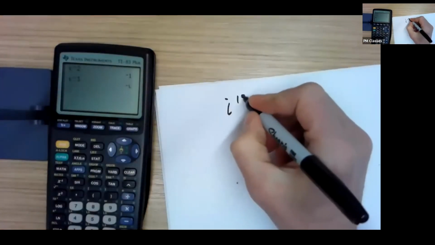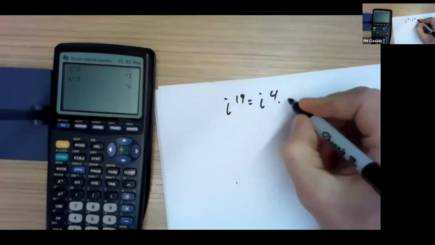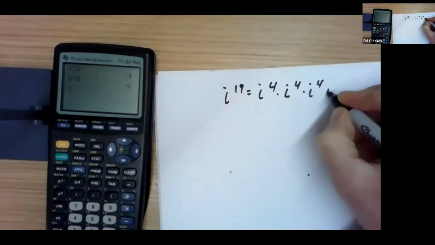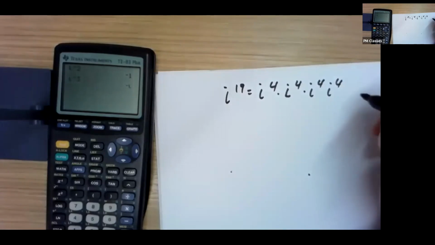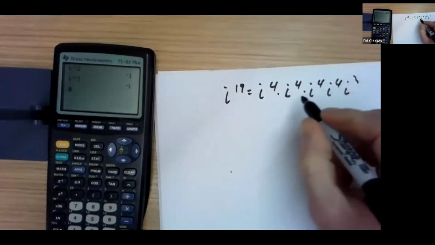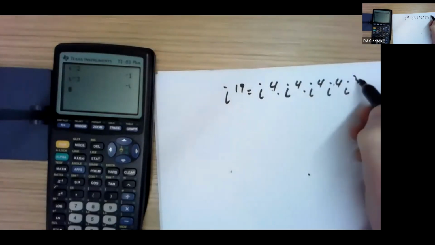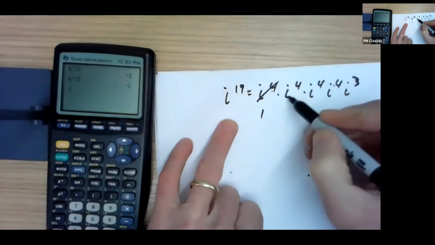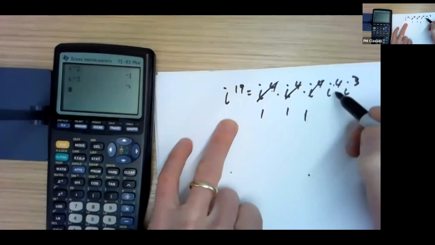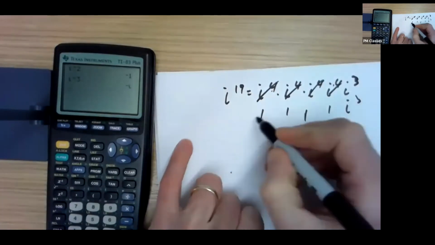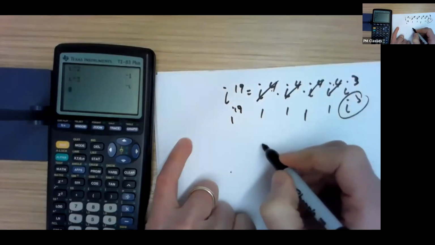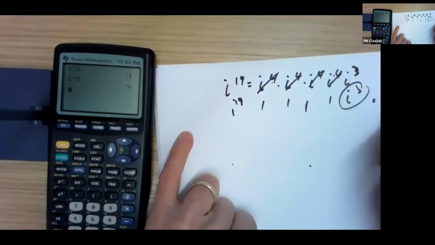So if I wanted to know, gosh, what is i to the 19th equal? What I'm going to do is take out 4s, and I'll show you how to do this with a calculator in a second. I'm taking out i to the 4ths, times i cubed. 4, 8, 12, 16, and then 3 more gives me 19. This, i to the 4th, we said is 1, and that's 1, and that's 1, and that's 1. And so i to the 19th is the same thing as i cubed, which again is just negative i.